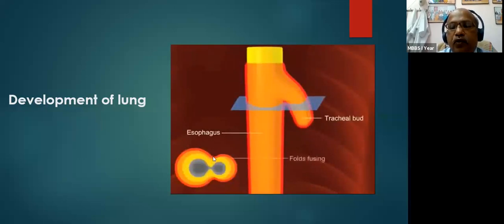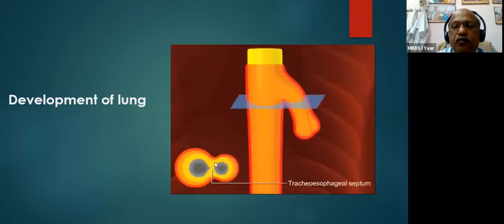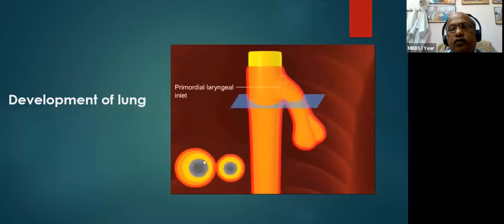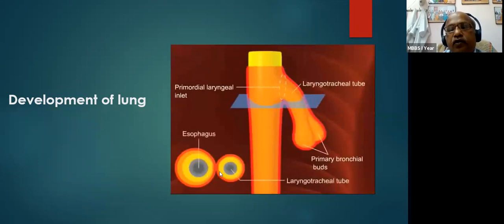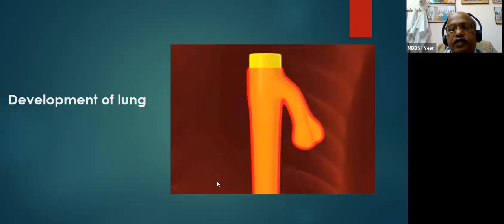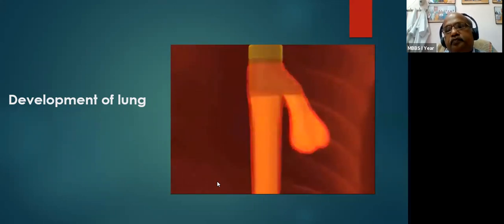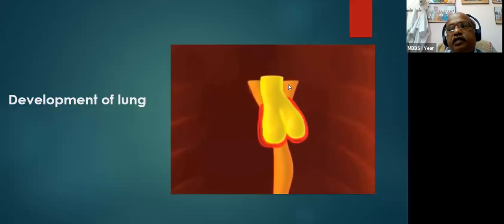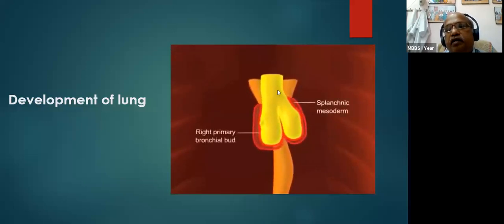See the tracheo-esophageal ridges, right and left ridge. Fusion of the ridges leads to separation. So now what you have on the posterior aspect is the esophagus, and what you have anteriorly is the trachea. That is the tracheo-esophageal septum. Now the esophagus is getting separated from the trachea.